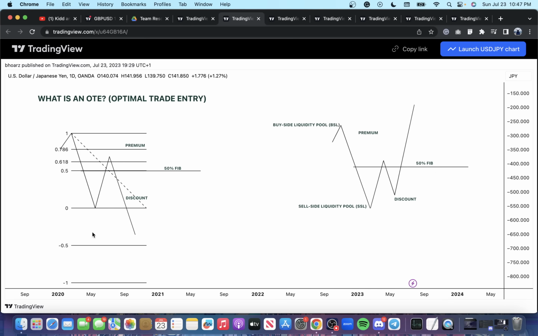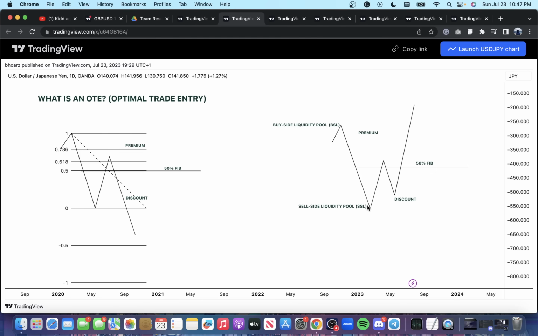Same way in a sell, the market will look to pair sells at premium against sell-side liquidity pool because that is the most discount price inside the range. So this is the basic understanding of what an ultimate trade entry is.